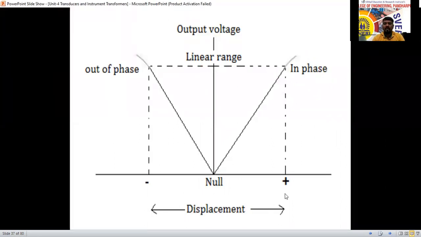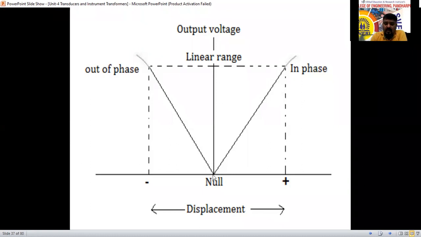When E1 is greater than E2, that is called positive. When E2 is greater than E1, then that is called negative here. That is out of phase. We are going to call it 180 degrees out of phase. This is which is in phase with the input over there. In phase with input here.